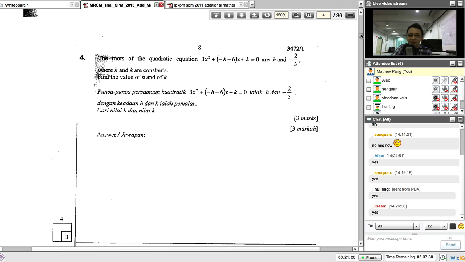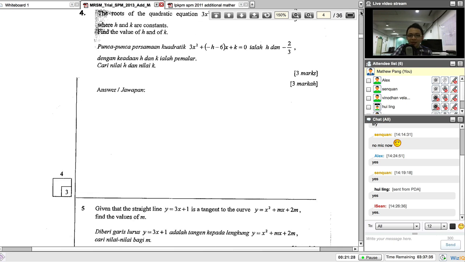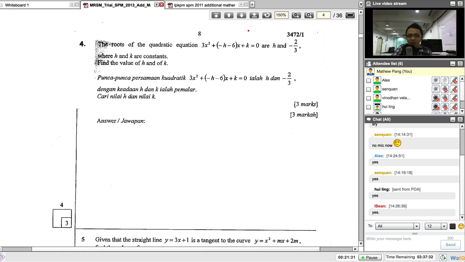Alright, so on this part, what is it? The roots of the quadratic equation, he gave you a quadratic equation here, are h and negative 2 over 3. So what's the meaning of root? I mentioned a lot of times in my video, root means the answer of x. Alright, so that's why I know when I solve my quadratic equation, I got two answers of my x here, which is this one and this one. So actually the meaning is something like this. x will equal to h, or x will equal to negative 2 over 3.